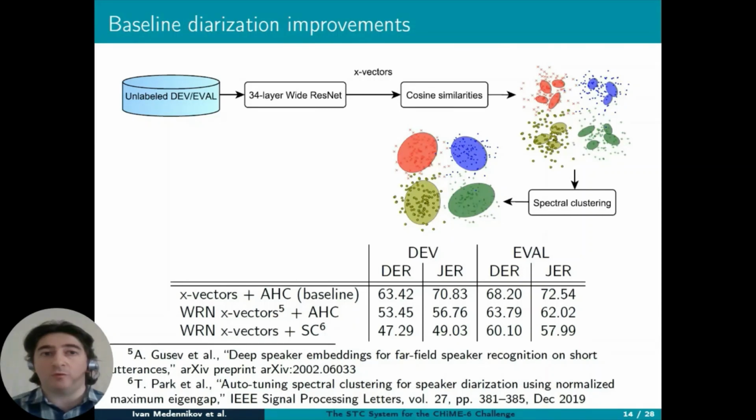Firstly, we used the improved 34-layer wide ResNet X-vector structure trained on the VoxCeleb data. Then, we replaced PLDA scores with cosine similarities and applied spectral clustering with automatic selection of the binarization threshold instead of agglomerative hierarchical clustering. As one can see from the table, the combination of these approaches provided substantial improvement of DER for both development and evaluation sets and brought even more reduction of Jaccard error rate.